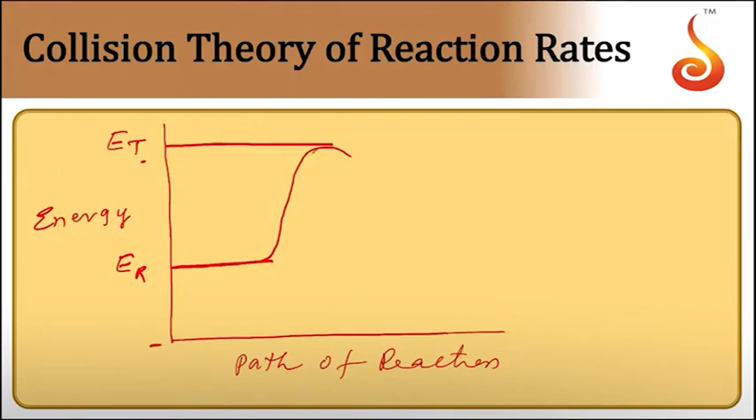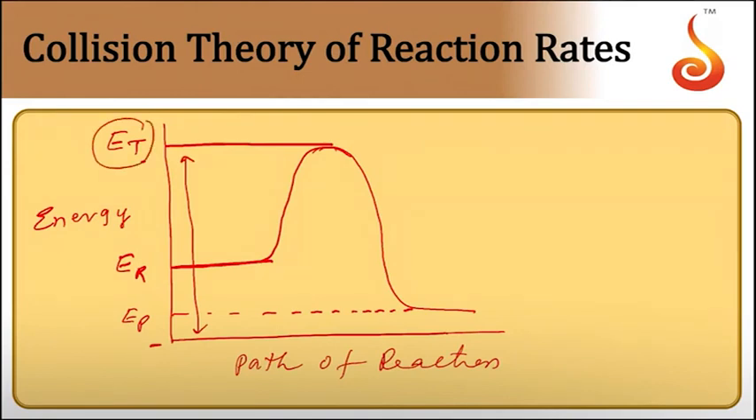Then here the reaction takes place and products are being formed. And suppose the graph is coming like this. Now this value can be taken as energy of products now. So right from here to here, this is called ET. This is called threshold energy. And then this part is called average energy of reactant molecules.